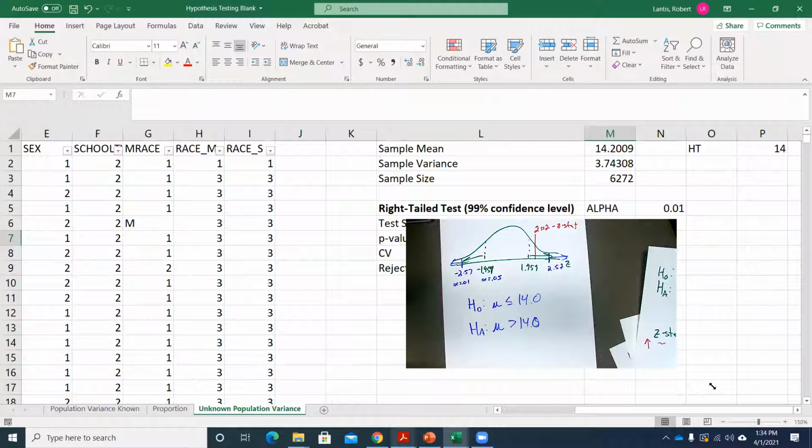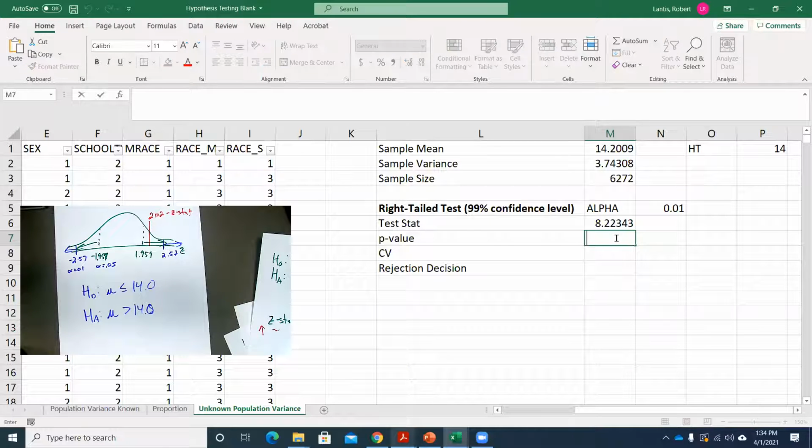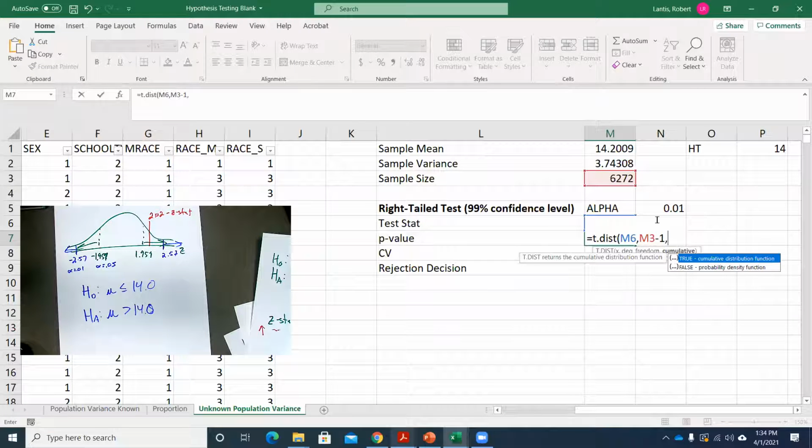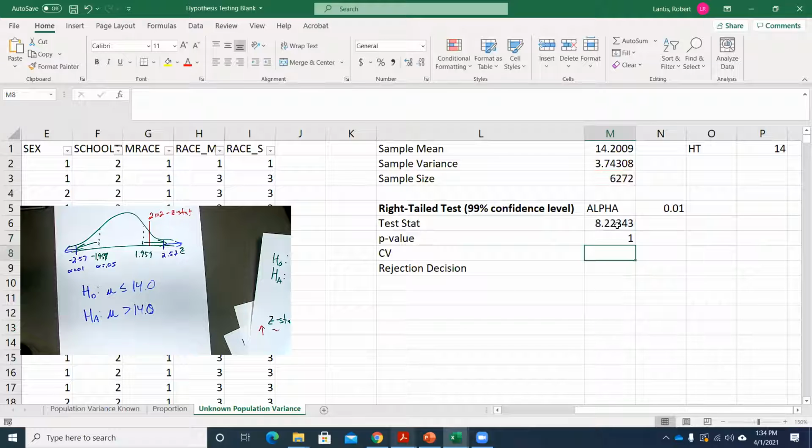So now, how can I use Excel to find the p-value? For the normal distribution, we use norm.s.dist. For the student t-distribution, we can use t.dist. We tell it what value we want to use for the t-value or test statistic, comma, what are your degrees of freedom? Here I've got my sample size, and my degrees of freedom is that minus 1. And then, do you want to make it cumulative? We're always going to put a 1 there, so we're always looking at the left side of the distribution. So this is going to tell me the area to the left of 8.22.